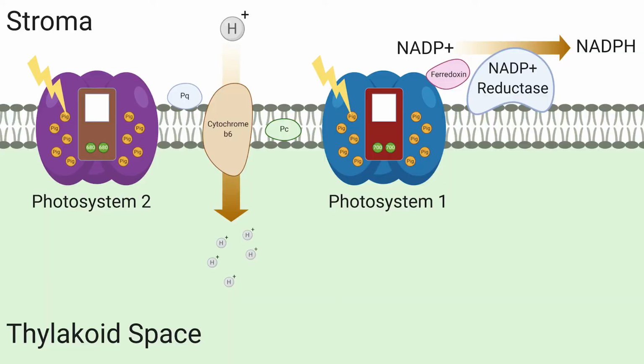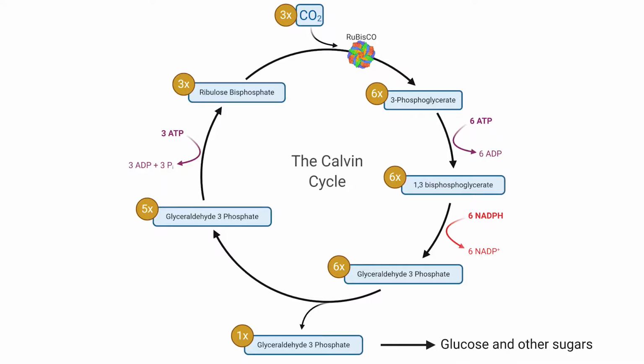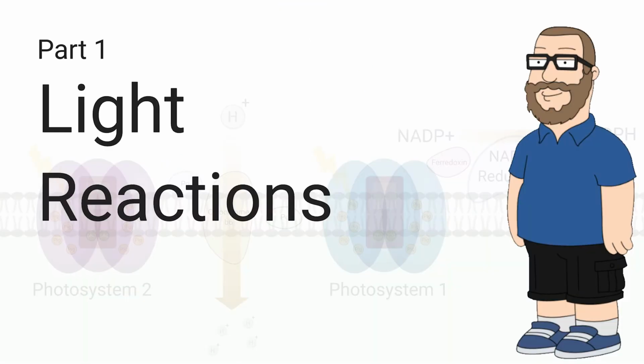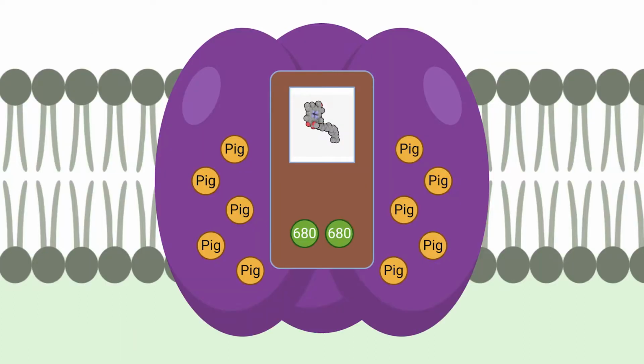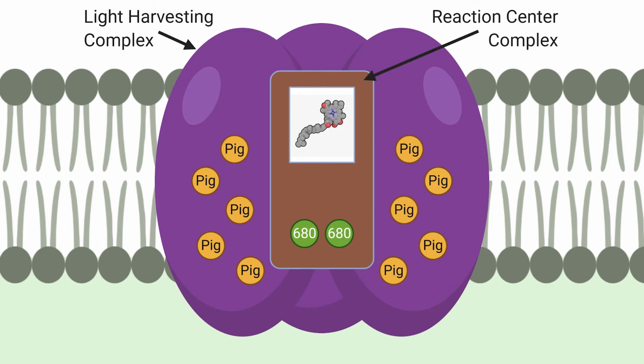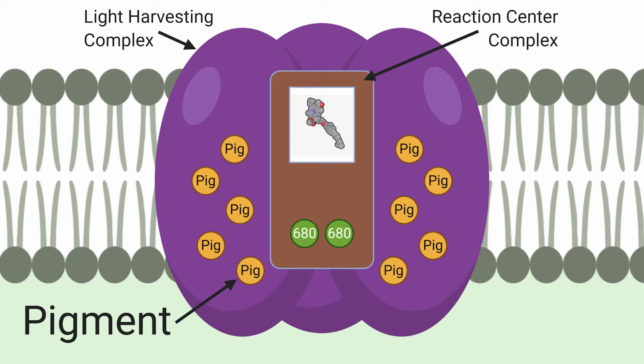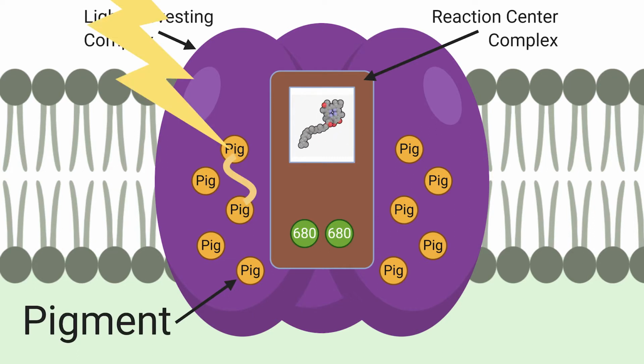Let's take a step-by-step look at the light reactions and then the Calvin cycle, much as we did for glycolysis and the TCA cycle. The first step of the light reactions is photosystem 2. This is because they are named for the discovery date and not their order in the pathway. Photosystem 2 has several light harvesting complexes, which surround the reaction center complex. Bound inside each light harvesting complex are pigments. These are molecules that absorb and give off light.